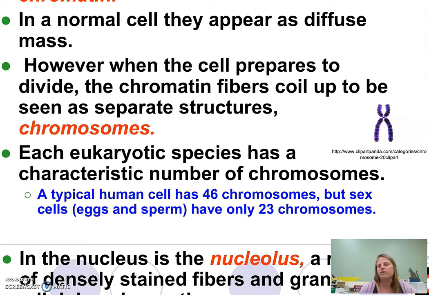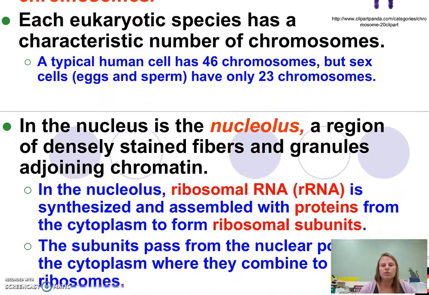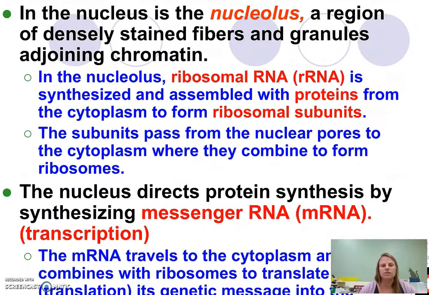So humans, we have 46 chromosomes, whereas the egg cell and the sperm cell each have 23, which makes sense because they're going to come together to form 46. The nucleolus is what creates or synthesizes your ribosome. So in the nucleolus, ribosomal RNA or rRNA is synthesized and assembled with proteins to form ribosomal subunits. The ribosome itself kind of looks like a hamburger bun, and it's going to be composed of 2 subunits. And it's within this subunit that you're going to create your protein.